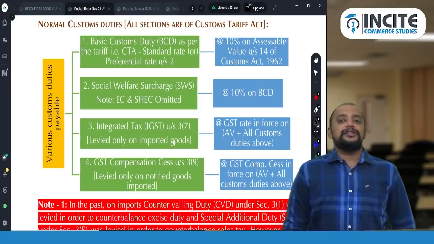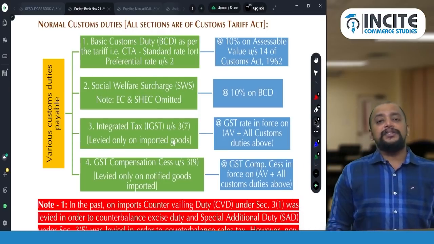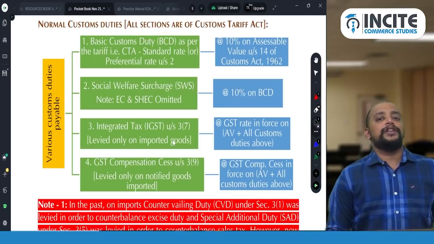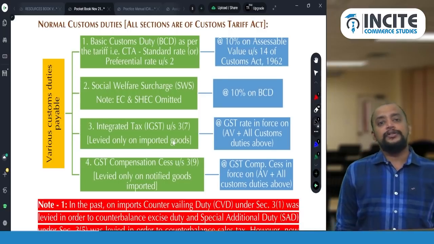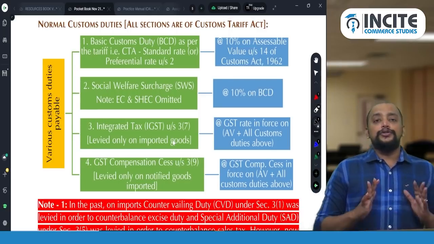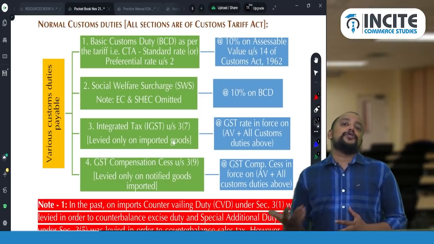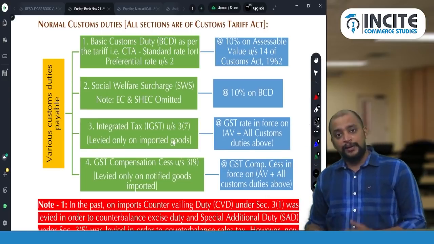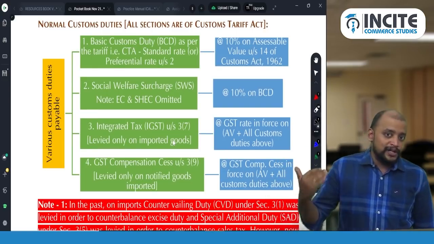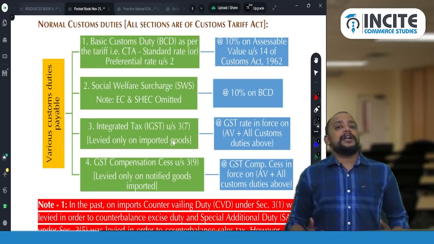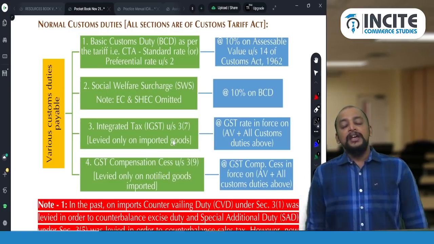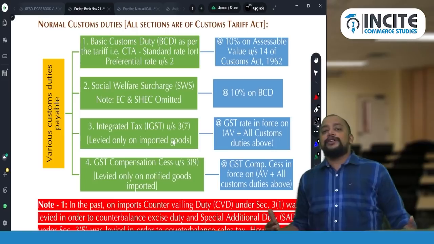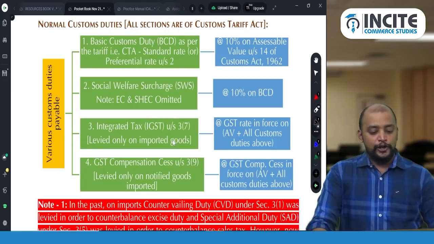And in the same way, GST compensation cess. Wherever GST compensation cess is applicable on the imported goods, like how you compute IGST, the same way we need to compute GST compensation cess. But you don't have to worry about which goods attract GST compensation cess, because that will be given in the question itself, that this product attracts a GST compensation cess at the rate of so and so. So the way in which IGST is computed, the same way you need to compute GST compensation cess.